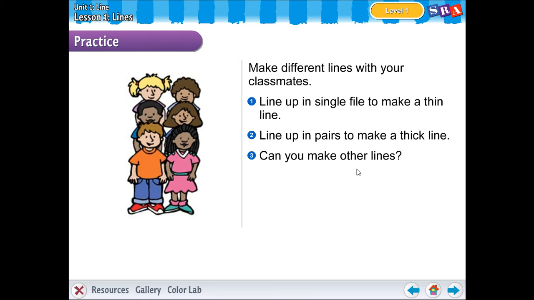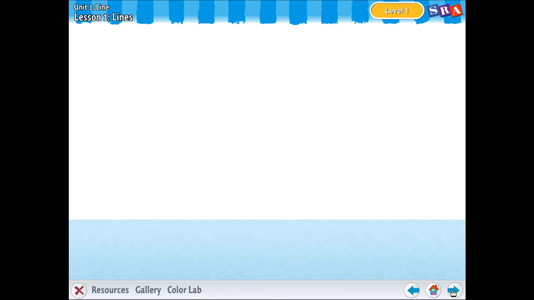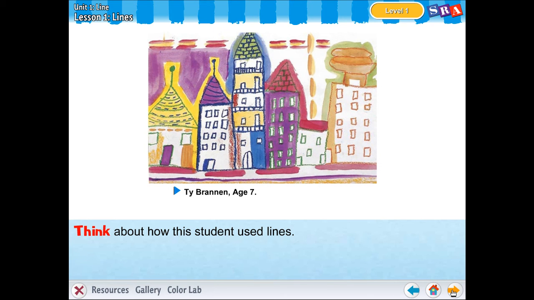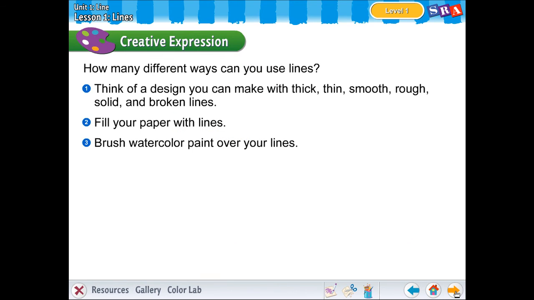Can you think of other ways that you can make different types of lines if you were to line up with your classmates? Think about how this student used their lines. This was Ty Brannon, age 7 years old, who created this picture. Created a picture of some buildings using thick and thin lines, dotted lines, curved lines, different types of lines. How many different ways can you use lines?